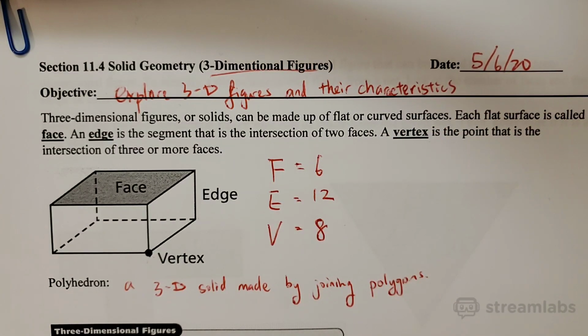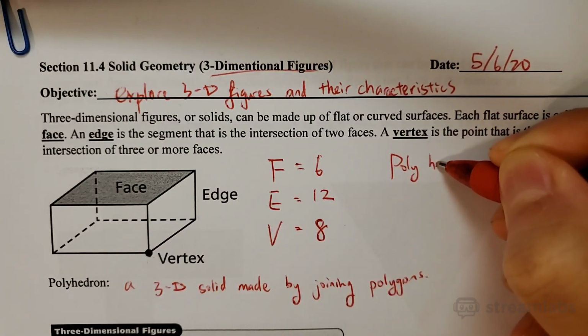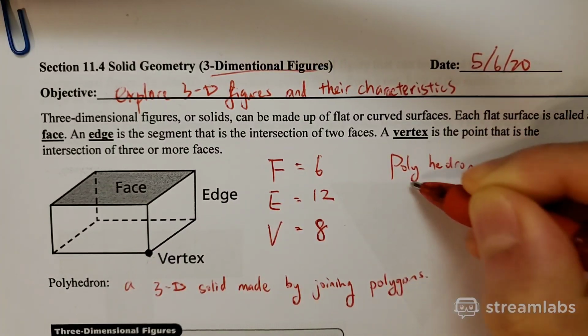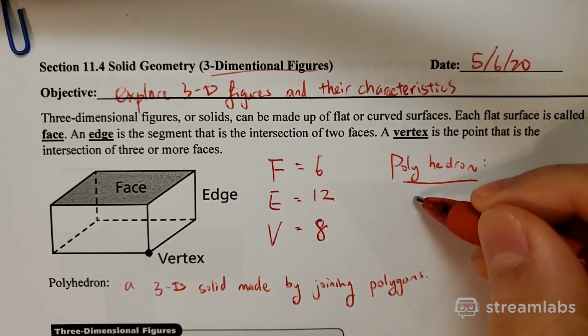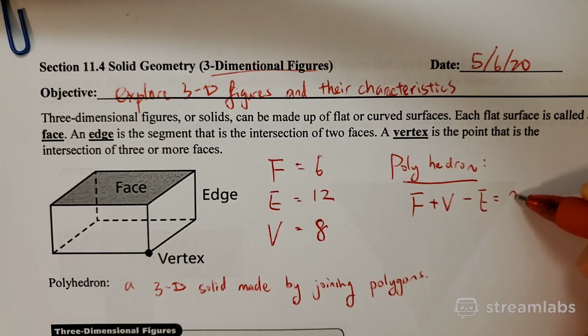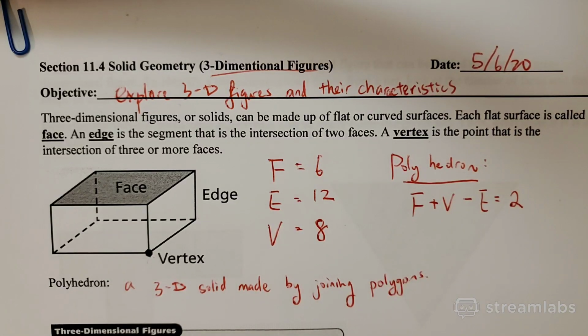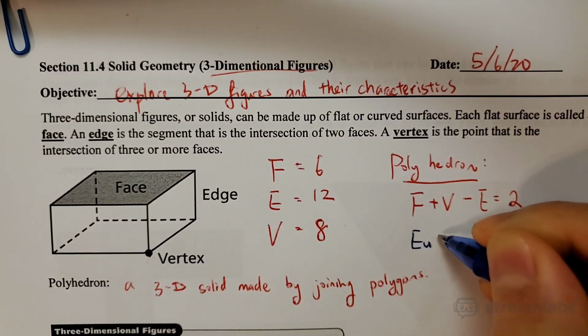So, for any polyhedron, okay, you can go try this at home as well. There's always a relationship called the following: F plus V minus E is always going to be 2. This is a famous guy named Euler. It's called Euler's formula. It looks like Euler, but it's named Euler. Okay.